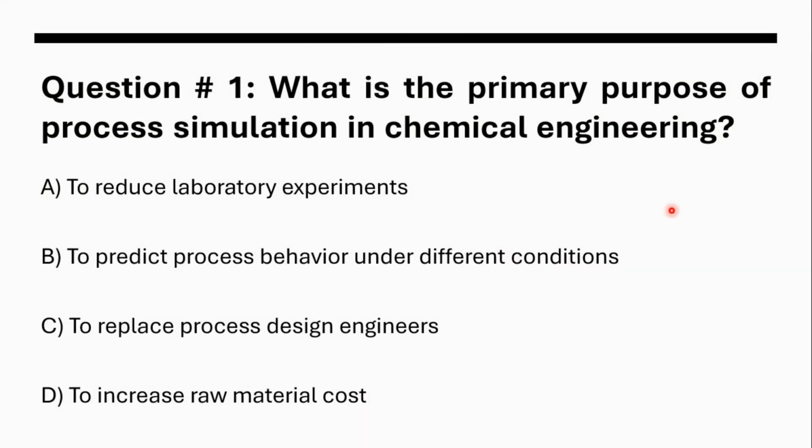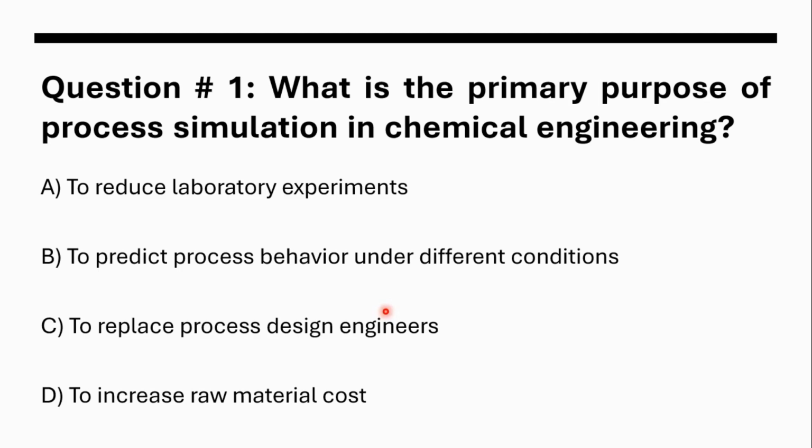So the first question of this quiz is: what is the primary purpose of process simulation in chemical engineering? Option A is to reduce laboratory experiments, B is to predict process behavior under different conditions, C is to replace process design engineers, and D is to increase raw material cost. Accordingly, reduction in laboratory experiments could be one of the side effects.